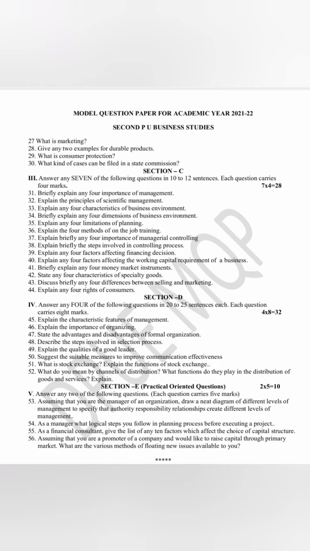That is it. After that, two examples for durable goods: TV, refrigerator. What is consumer protection? It is the act regulated under the Consumer Protection Act to protect the rights of consumers: the right to be heard, the right to be informed, and the right for protection against any kind of exploitation.